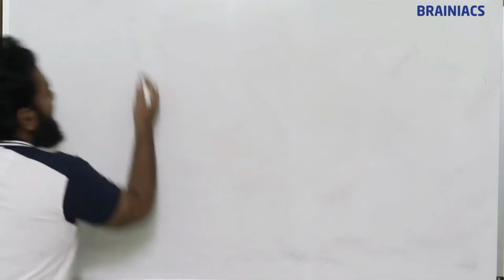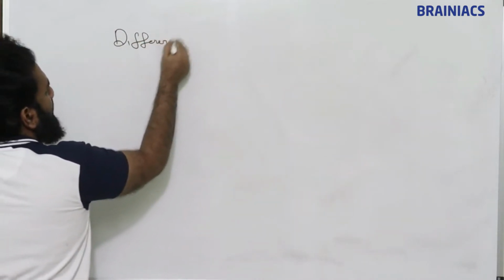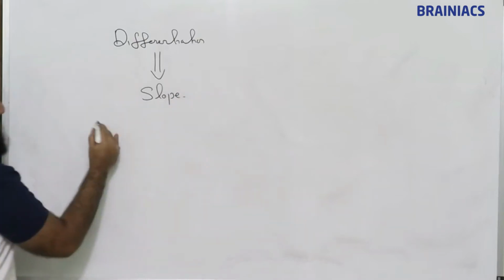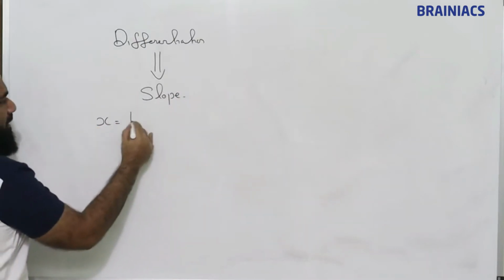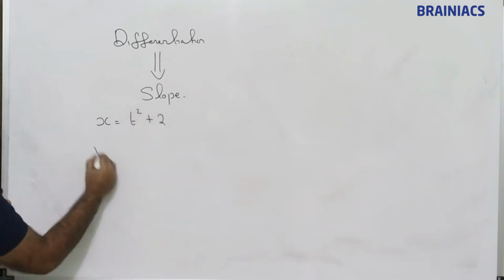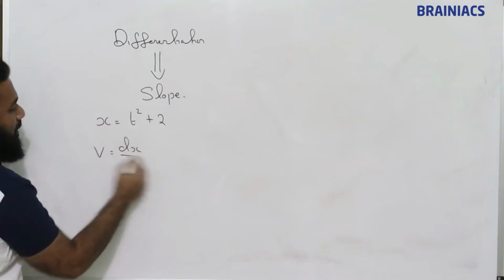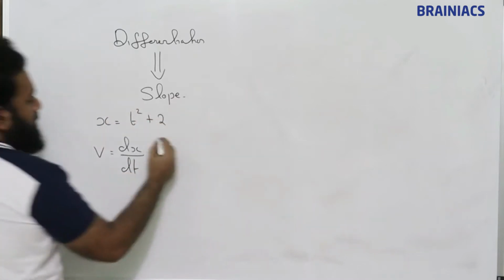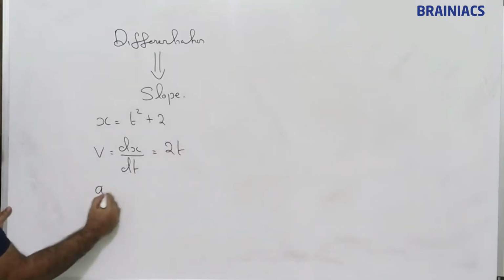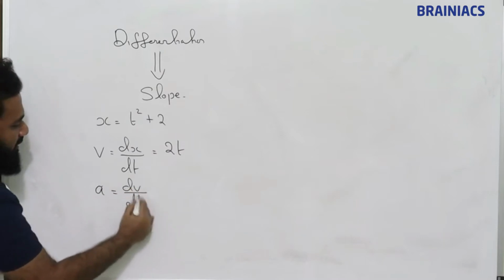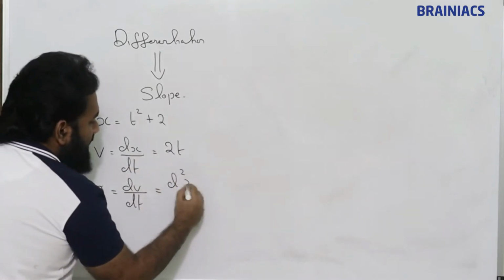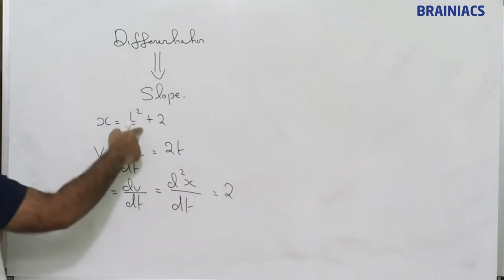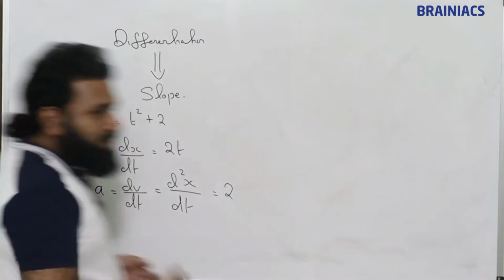So look, we have seen differentiation. What is differentiation? Finding slope. Suppose we get displacement as a t square plus 2. We found velocity by differentiating this, or by finding the slope of this displacement curve. This is nothing but 2t. And if we need to find acceleration, we differentiate velocity, or we can do double differentiation of the displacement also. Whichever way we do, if we differentiate once we get 2t, and if we differentiate twice we get 2. So this is about differentiation.